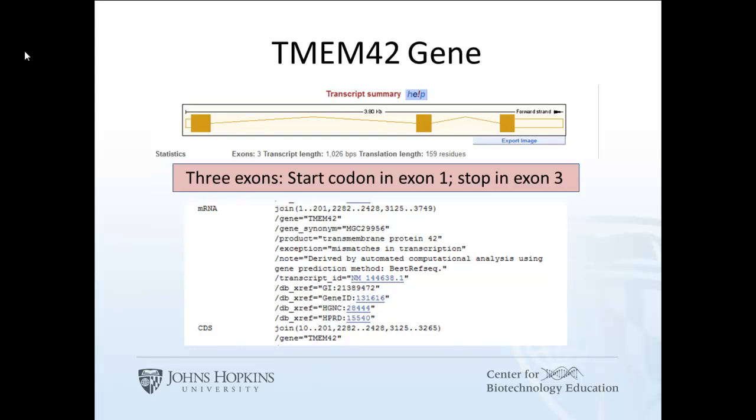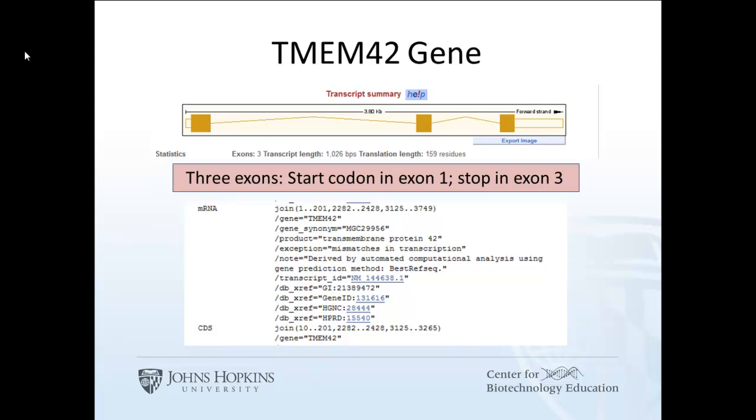The mRNA includes every box, including the UTRs. The CDS is just the shaded in regions. The CDS is a subset of the mRNA. The mRNA represents the mature spliced product. You see that in the locations. The mRNA starts at 1 and the CDS starts at 10. The mRNA ends at 3749, but the CDS ends much earlier at 3265.